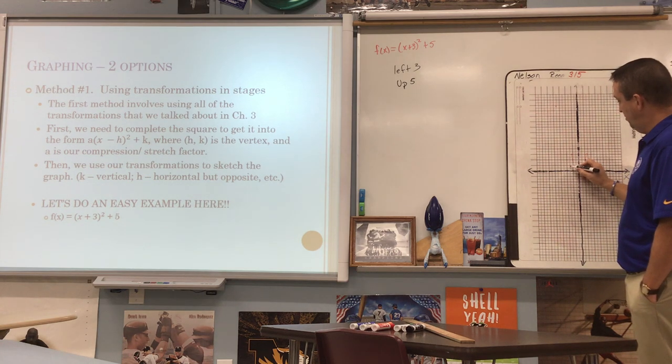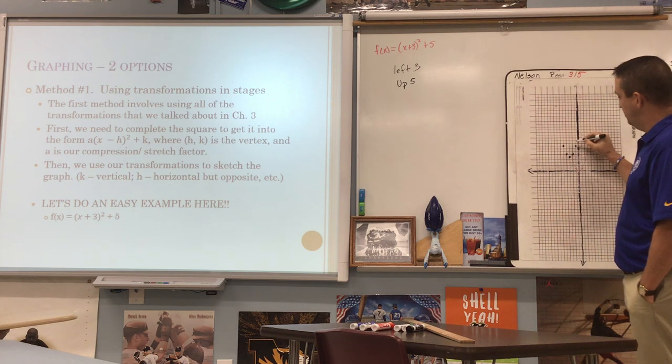So every single point, left 3 and up 5. There's my vertex. And so forth and so on. You get all your points on here after you shift every one of them to the left 3 and up 5, and there's my new parabola.